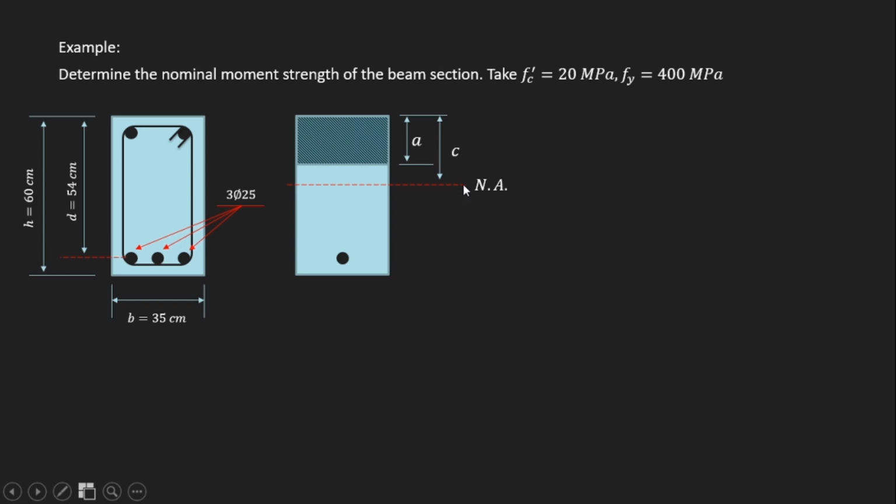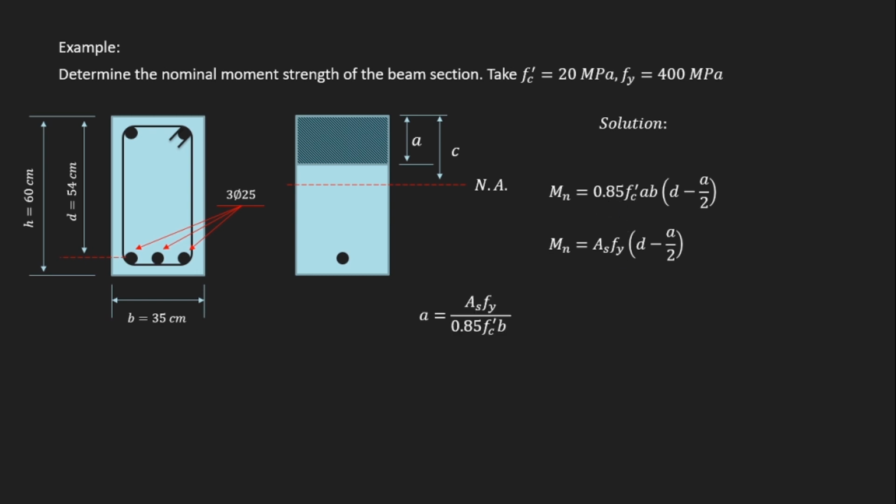Mag-assume tayo ng location of our neutral axis, na yung location niya from the compression face, that is c. And meron tayong equivalent stress block na yung height niya is a. So, for the solution, yung formula natin, meron tayong dalawa. So, you can use any of the two. Pwedeng ito or pwedeng ito. So yung problema lang natin dito sa formula, wala tayo ng value of our a. Na-derive natin yung value of a kanina, na ito yung formula niya. So kailangan natin yung value of As or the area of the steel kasi yung fy given, yung fc prime given, and yung b given din.